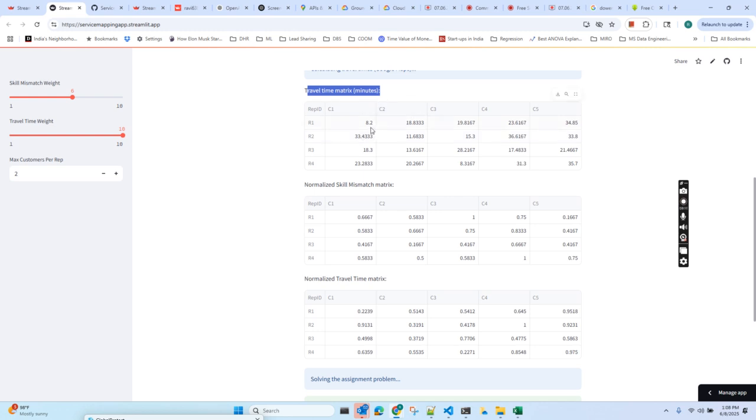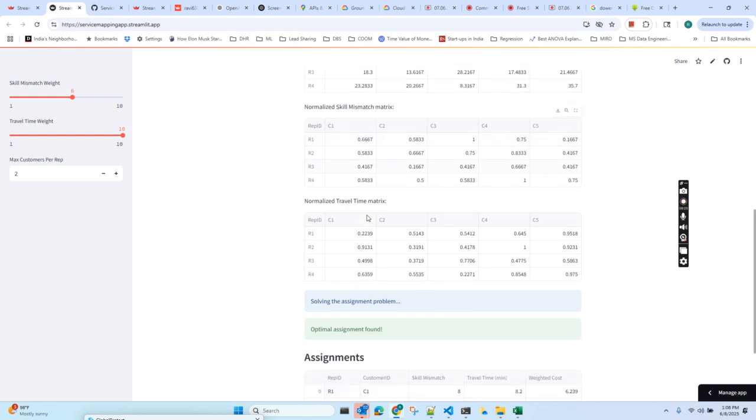So, what we do is we find out the travel time and then divide it by the maximum time, right? So that we get a normal score between 0 to 1. This is a way of making every unit, every element between 0 and 1. That's the process of normalization.